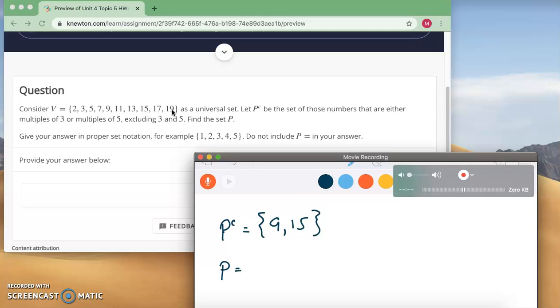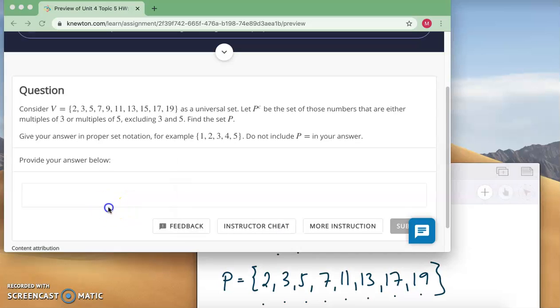So that means that P equals everything else in that universal set. So we have 2, 3, 5, 7, 11, 13, 17, 19. Now, we originally had 1, 2, 3, 4, 5, 6, 7, 8, 9, 10. So let's make sure we have 10 total between these complements. We have 1, 2, 3, 4, 5, 6, 7, 8, 9, 10. So that means we did list all of our numbers correctly.